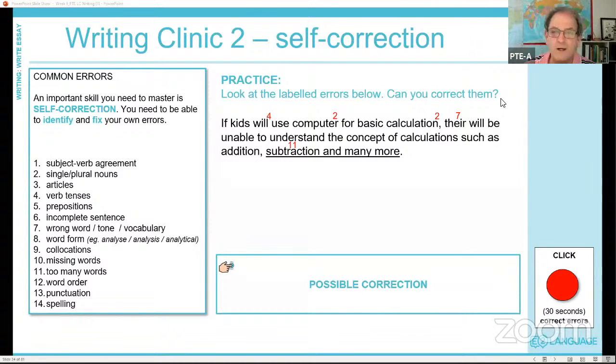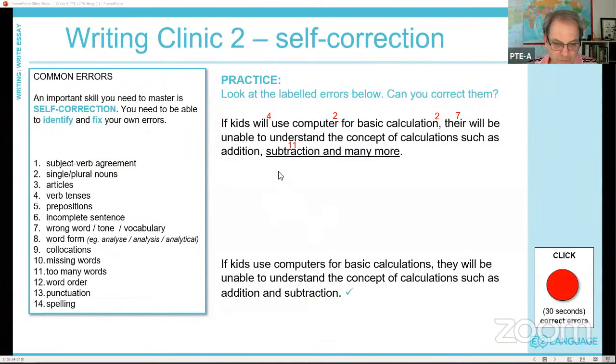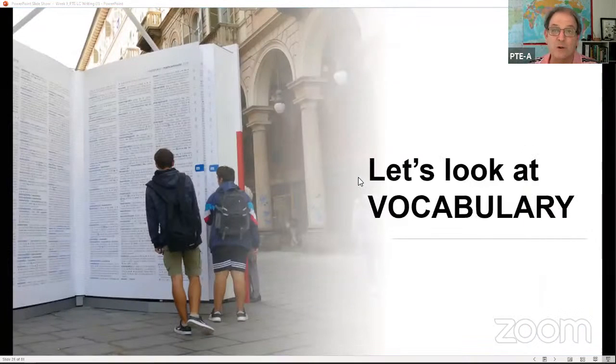Good work. Now you want to get good at this, at identifying errors and correcting them. So something like this: if kids, verb tense, use computers for basic calculations, plural needed, they will be unable to understand the concept of calculations such as addition and subtraction. This is too vague here at the end. Good one. Get good at making corrections, because the idea of this is plan, write, and revise. And revise, part 3, must be done in order for you to score better marks.